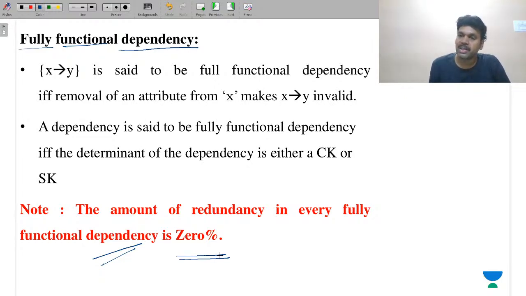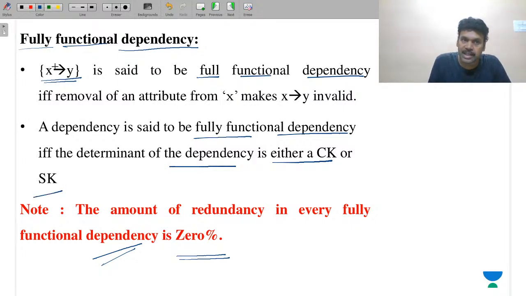How do you identify whether a dependency is a fully functional dependency or not? The definition says: a production X implies Y is said to be a fully functional dependency if, on the removal of any attribute from X, X implies Y becomes invalid. What is the meaning of that? A dependency is said to be a fully functional dependency if the determinant of the dependency is either a candidate key or a super key. Therefore, X implies Y is a fully functional dependency only when X is a candidate key or a super key, or you can say that if you remove any attribute from X, then X implies Y is going to be invalid. This is the meaning of fully functional dependency, friends.